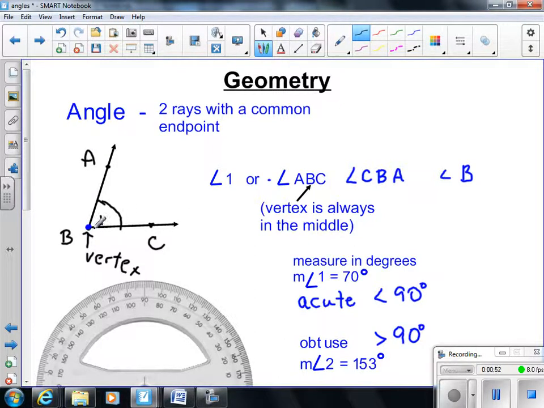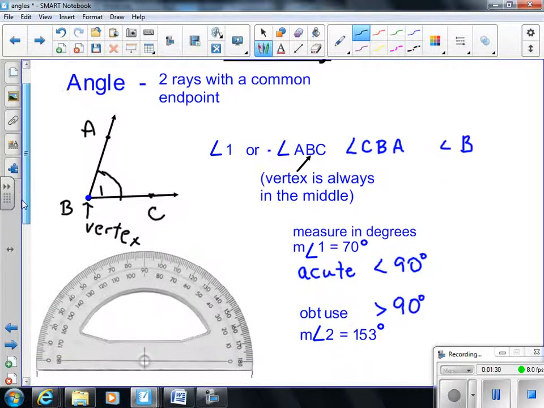The B has a special name. That common endpoint of the two rays is called its vertex. And the vertex, as you're naming it, is always the middle letter. Now, sometimes you will see that angle called just angle B, but oftentimes if I have more than one angle involved, more than one angle could have a name of B, so you want to go ahead and name it with the three-letter method. So an angle is named with three letters or a number, or in some cases we might call it by just one letter, its vertex.